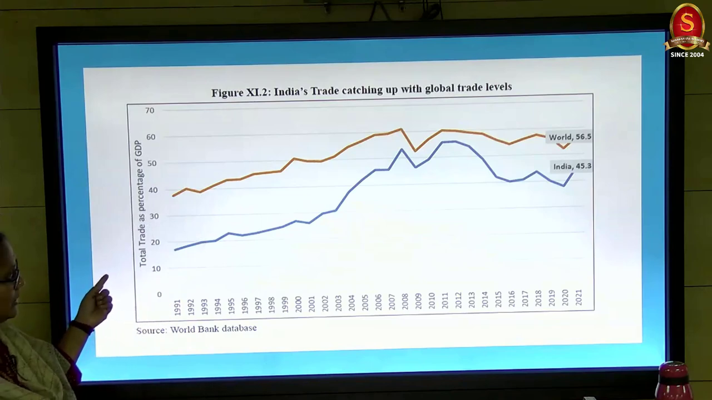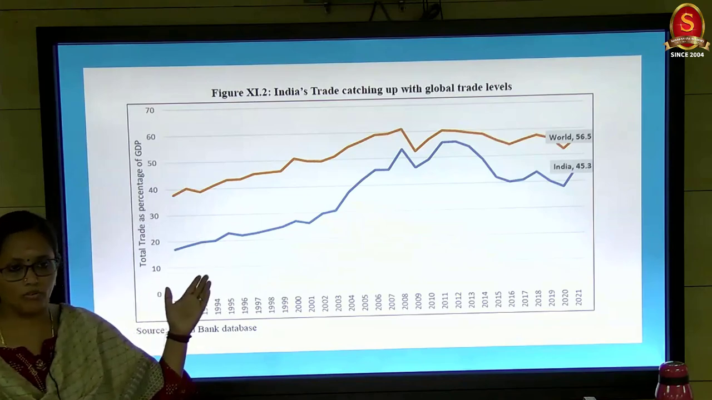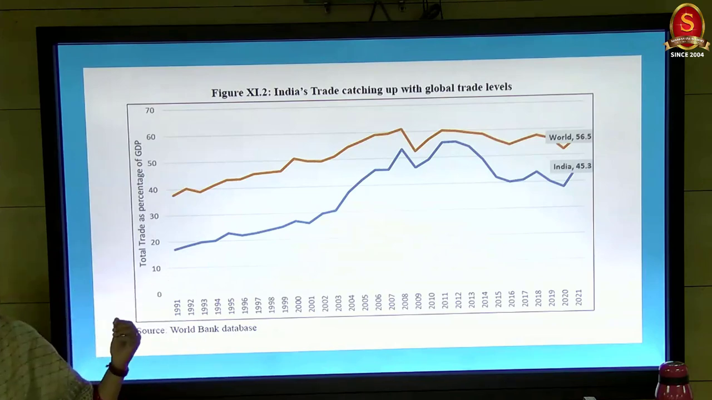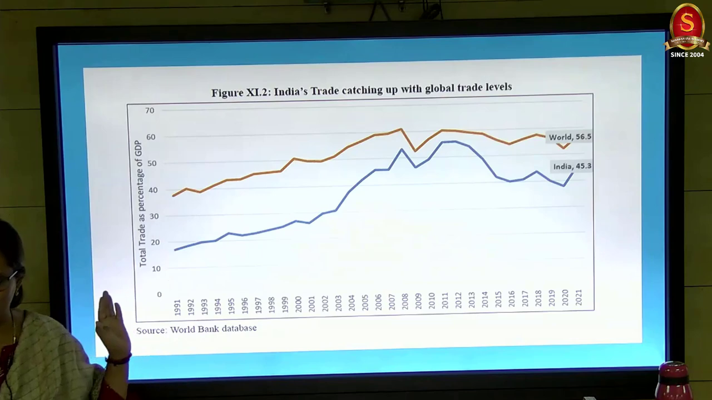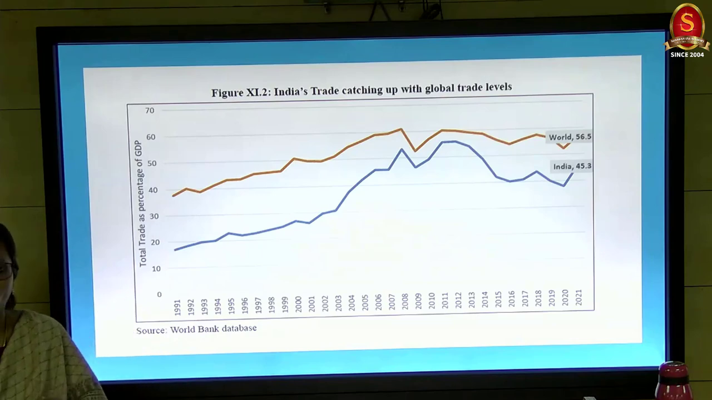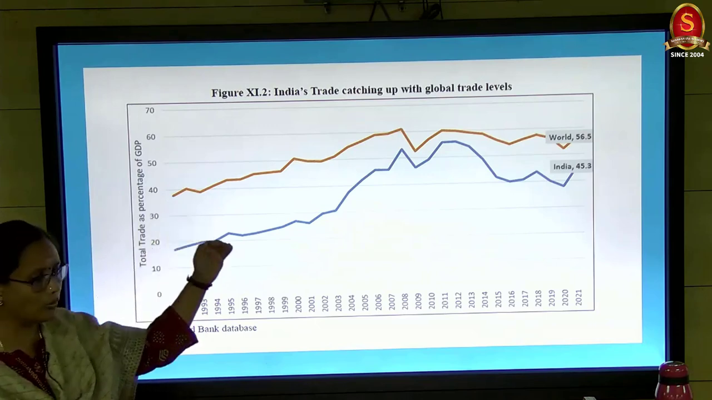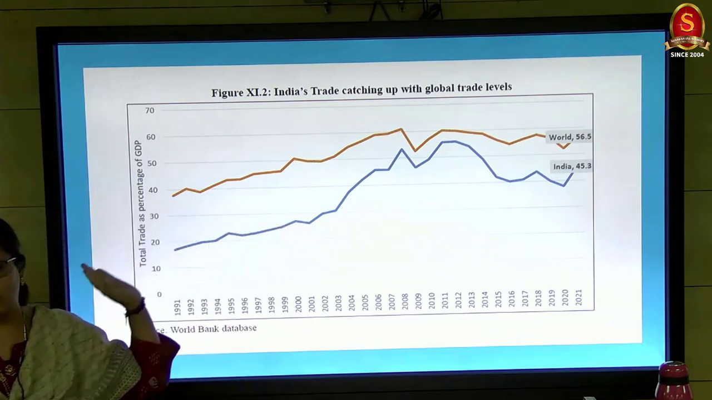But that's not the meaning for India. We have 45% of our GDP represented through trade, but it doesn't exactly mean what it wants to say. But at least volume-wise, we can appreciate that India is following the global trend.